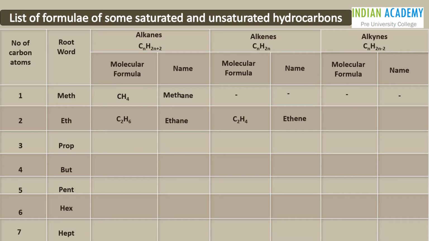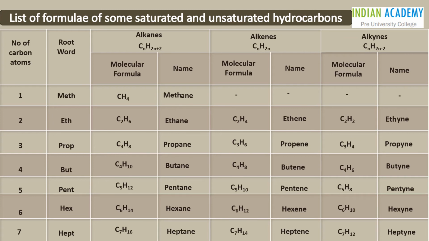Now, if we put 2 in place of n in the general formula of alkynes, we get the molecular formula C2H2. And since here also we have 2 carbon atoms, the root word is eth, and since it is an alkyne, we have to end it with YNE. The name of the hydrocarbon is ethyne. Similarly, we can write for the other hydrocarbons its molecular formula and the name.